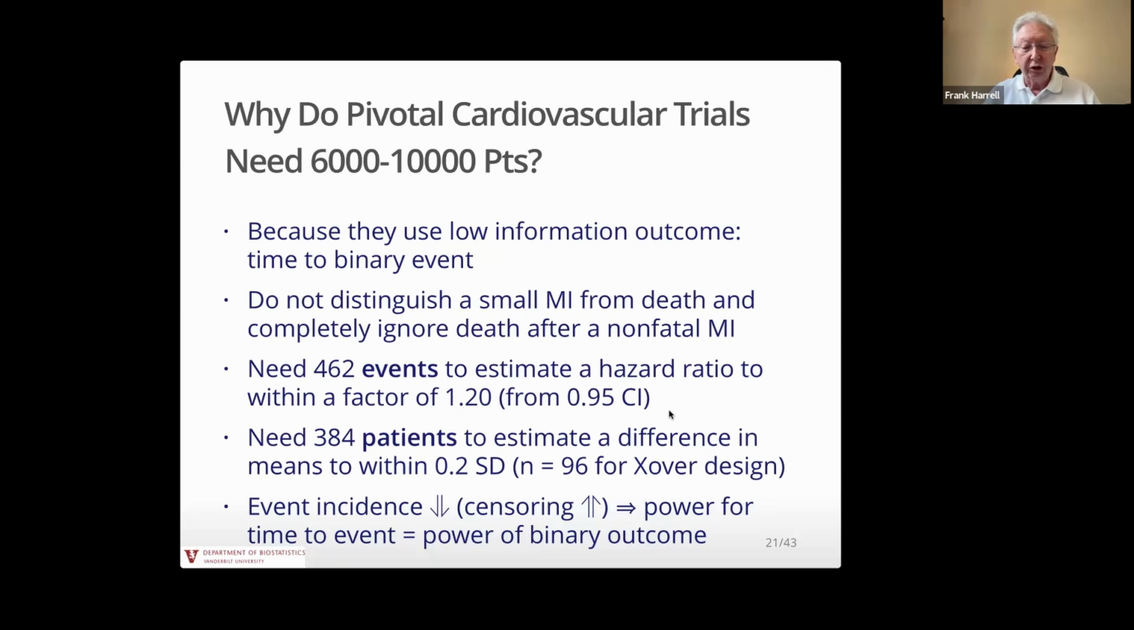Now, to contrast that with a continuous outcome measure, instead of needing 6,000 patients for a time to event analysis, you might need 384 patients to estimate a difference in means to within 0.2 standard deviations. And take that idea of high information to the limit where you can use each patient as her own control in a crossover design to detect that same sort of difference in a crossover study would require 96 patients total in a two-period crossover design. So as the event incidence goes down, censoring goes up, and also the time to event analysis becomes the same as a binary outcome, ignoring time. So when you have a rare outcome, the time until the event doesn't help you statistically. It's just like a binary outcome.